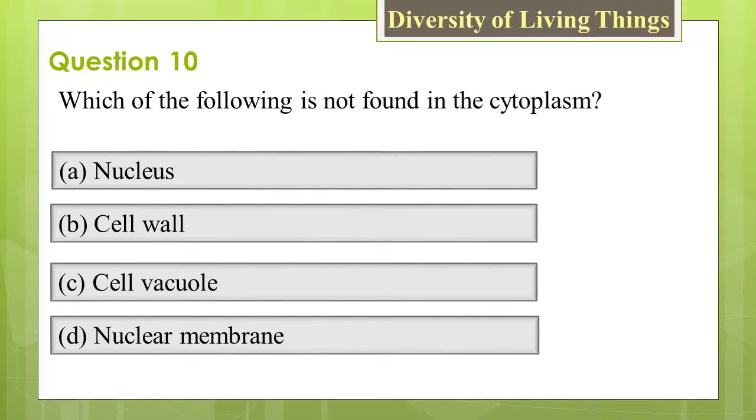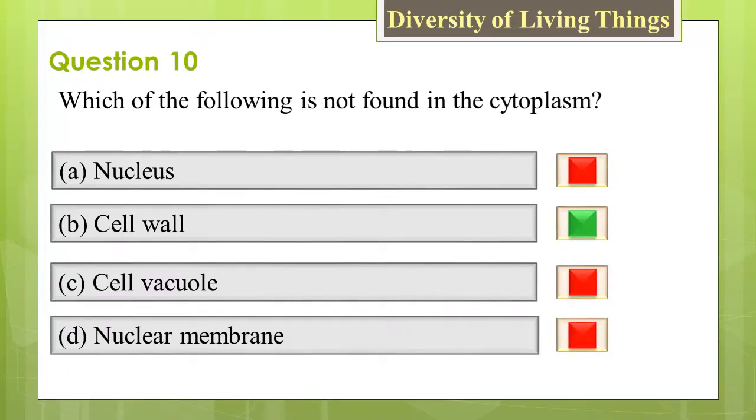Question 10. Which of the following is not found in the cytoplasm? A. Nucleus. B. Cell wall. C. Cell vacuole. D. Nuclear membrane. Which one is the correct alternative? The correct alternative is B. Cell wall.